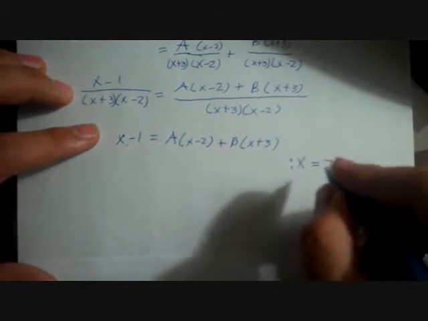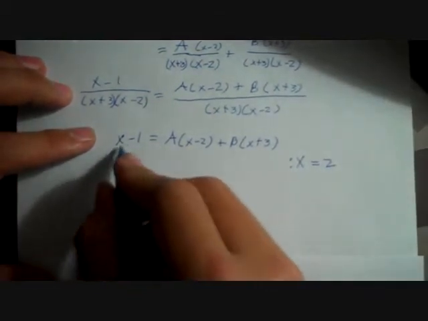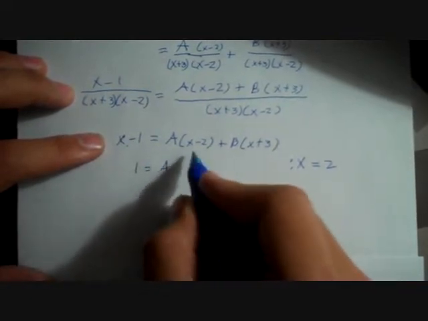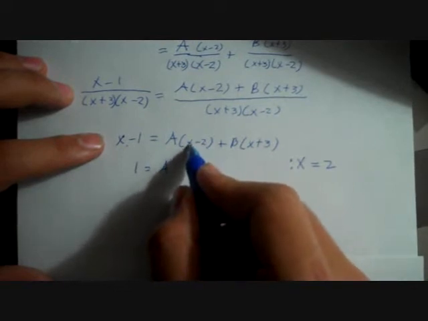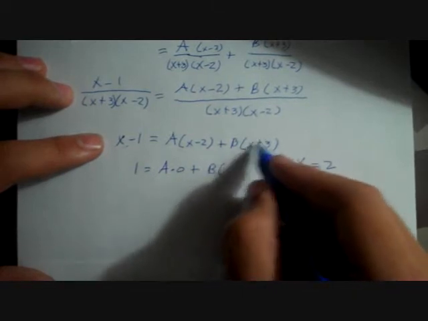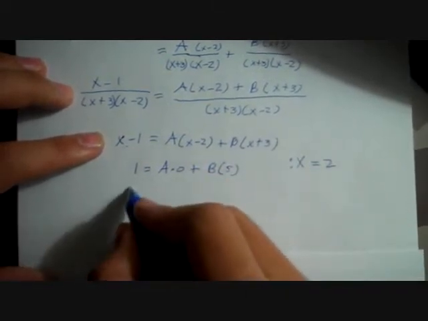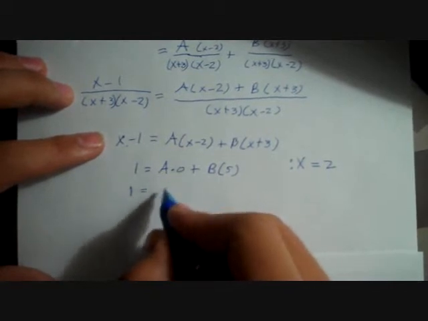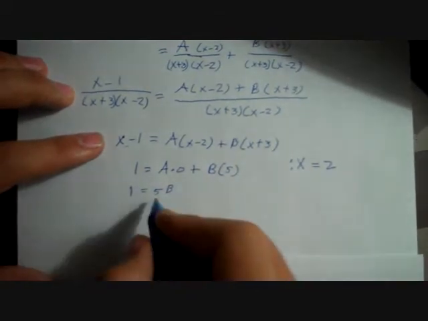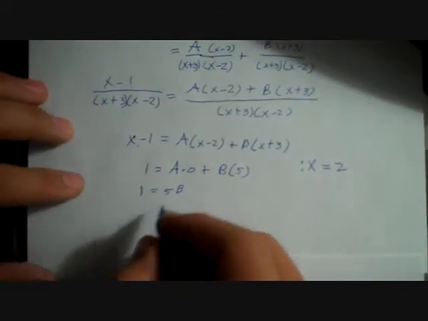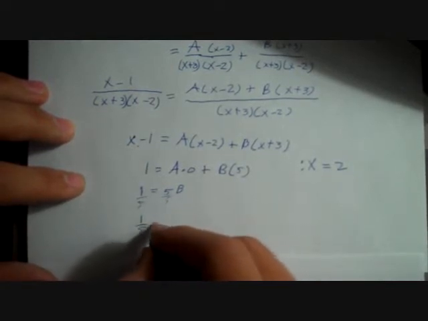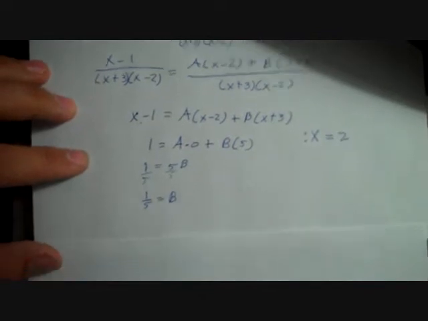So convenient values for x would be a value like x equals 2. Because if x equals 2, then we'll have 2 minus 1, so that'll be 1, equals a times x minus 2. Well, x minus 2 is 0, so I'll have a times 0 plus b times 2 plus 3, well that's 5. So this will become 1 equals a times 0, that's just 0, plus 5b. And so then we can divide both sides by 5. So 1/5 equals b. Alright?